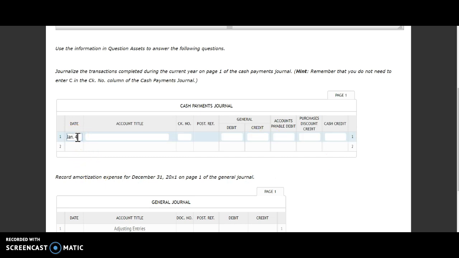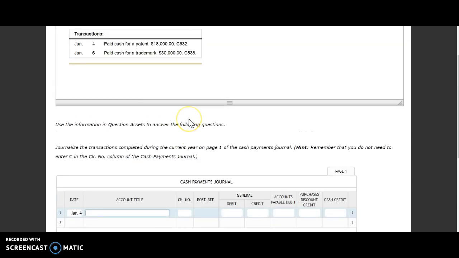It's January 4th. We're buying a patent, so we're paying cash. We're going to credit cash, and we're going to debit then simply patent. Remember, we don't put that C in, so I'm simply going to put 532. I'm debiting patent for $18,000 and crediting cash for $18,000.